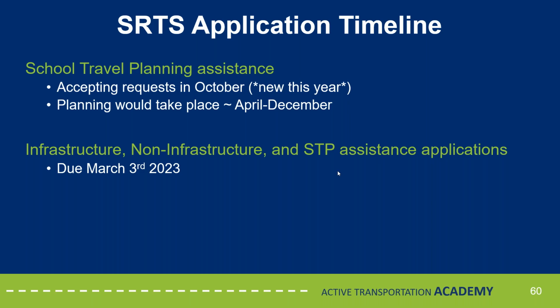We will continue to allow school travel plan assistance requests to come through our annual application with our infrastructure and non-infrastructure projects, which are due March 3rd. It's the first Friday of every March in 2023.